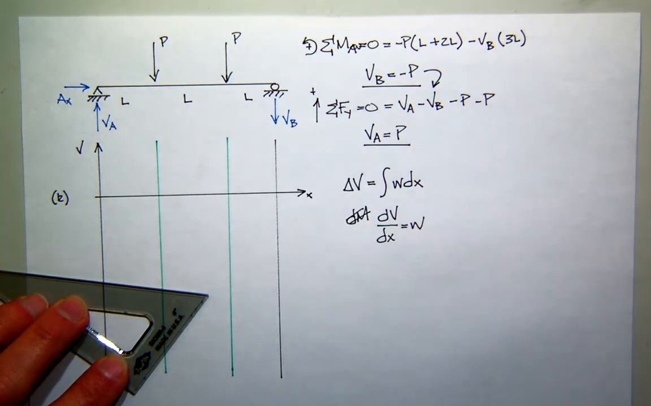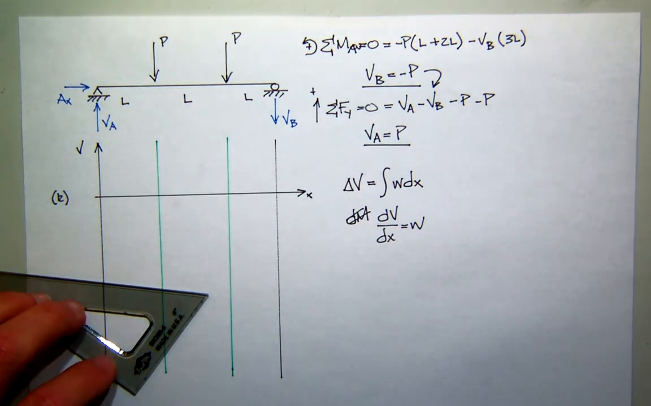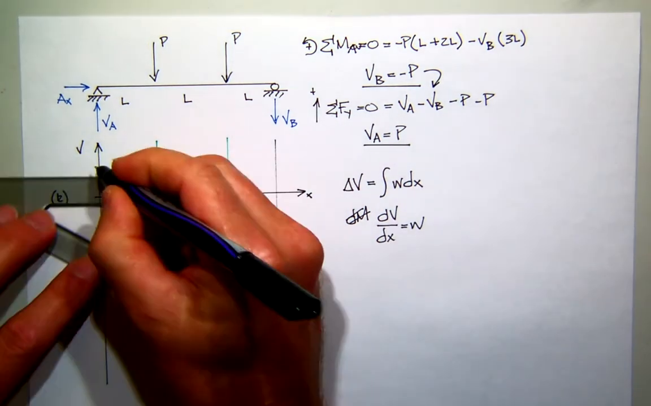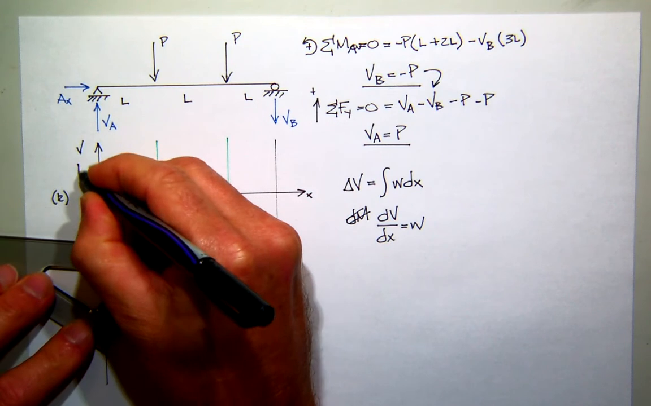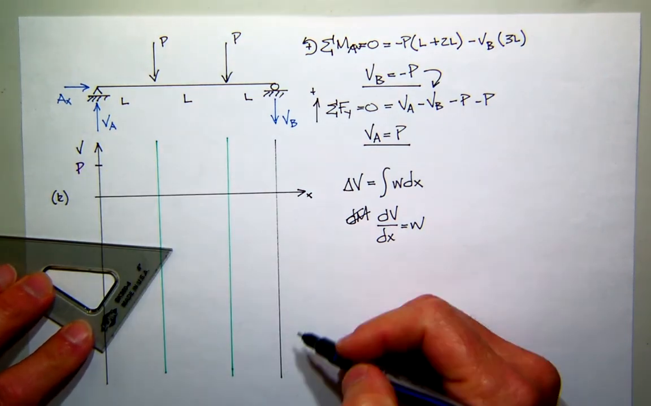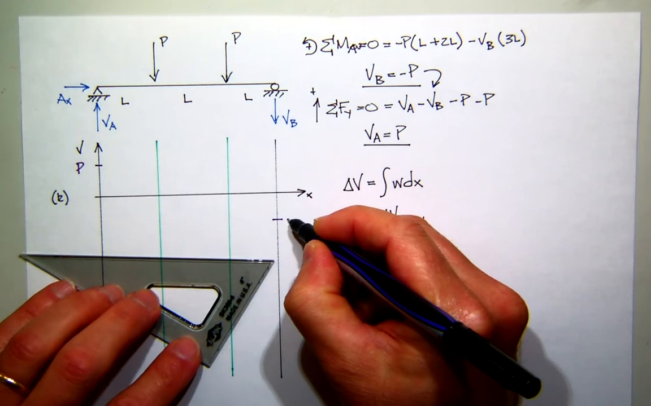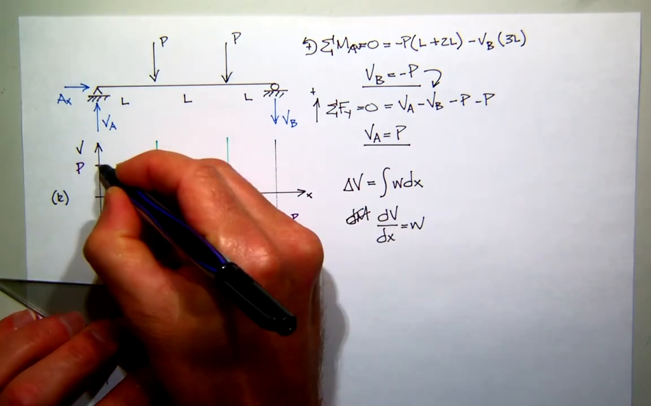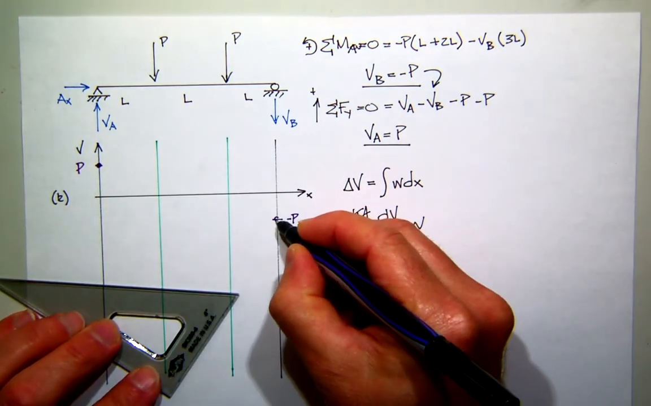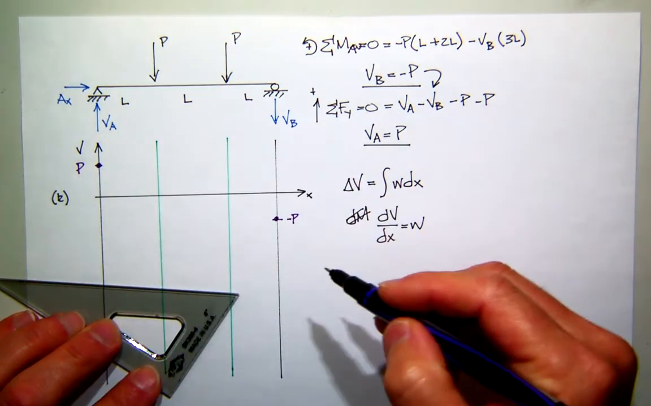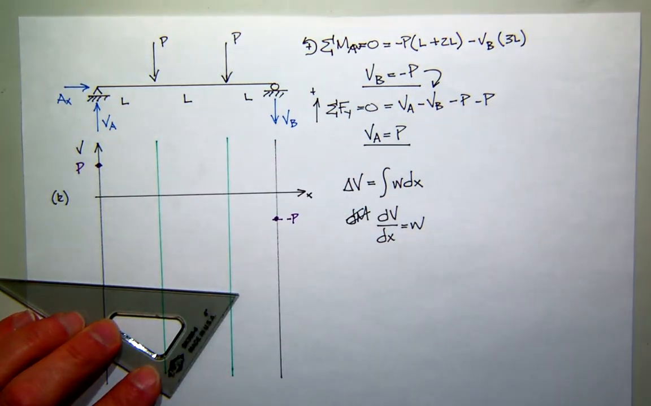Now the first thing I know is, what is the shear at A? We found it. It's P. So I'm going to start off at positive P. What is the shear at B? Negative P. So I know where I'm going to start. I know where I'm going to end. There's a lot of curves that will connect those 2 points, but there's only one that describes the variation of shear.